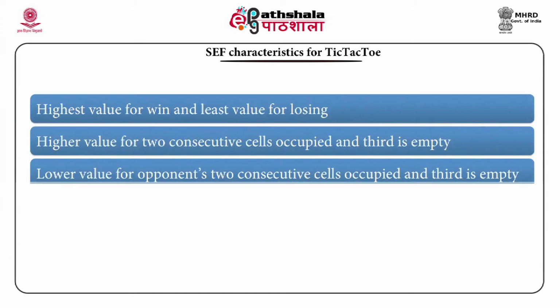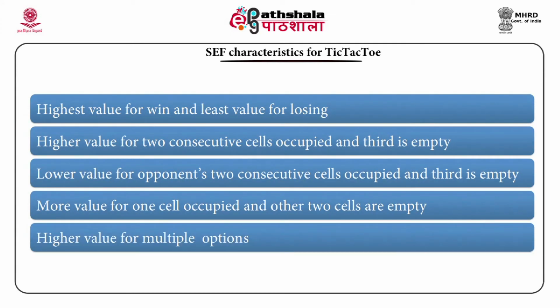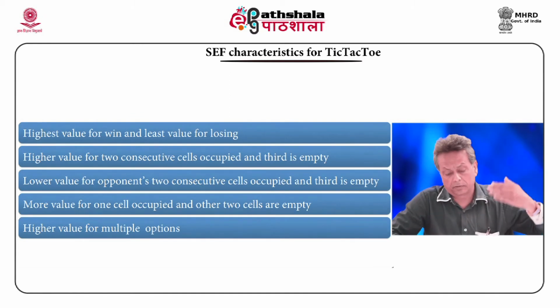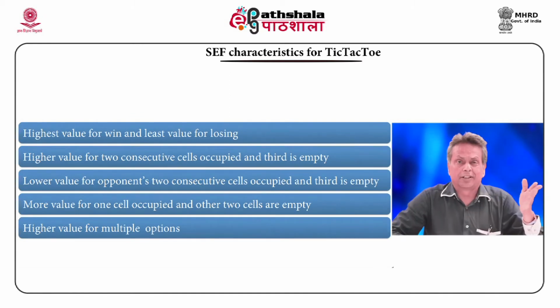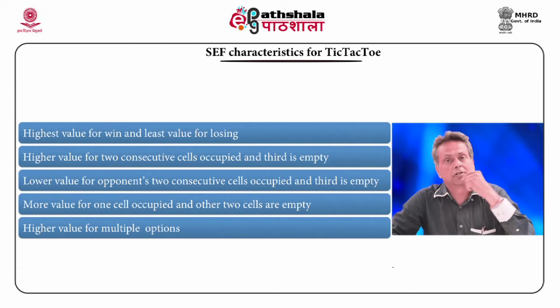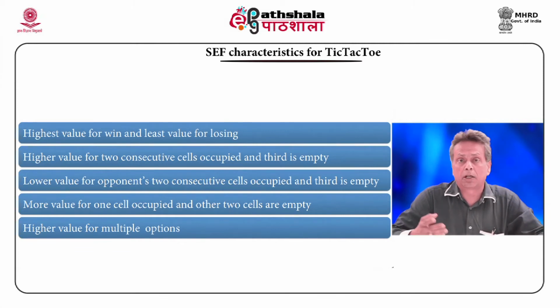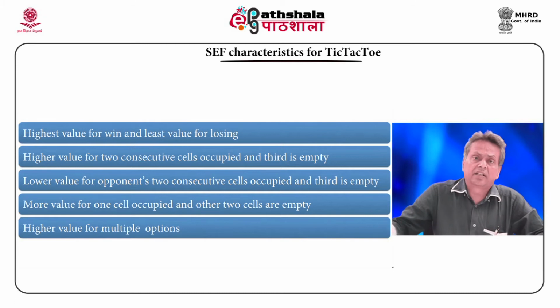And for tic-tac-toe, let us look at some of the characteristics. One characteristic is highest value for a win and least value for losing. What does that mean? 10 indicates winning, minus 10 indicates losing. If I have 3 consecutive cells occupied, the state is 10. If all 3 consecutive cells are occupied by the opponent, it is minus 10. And then there are others also.